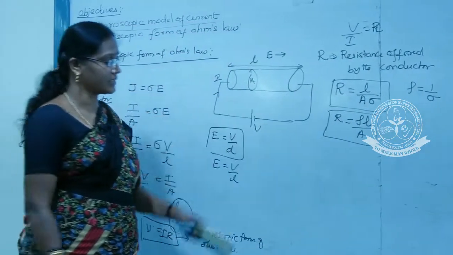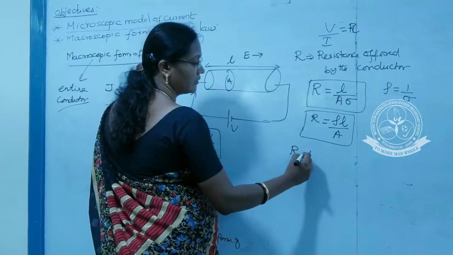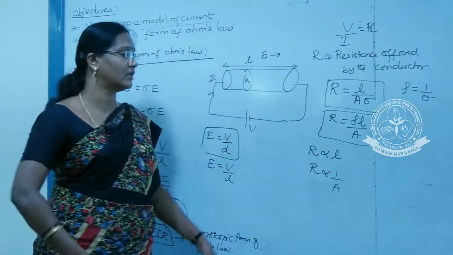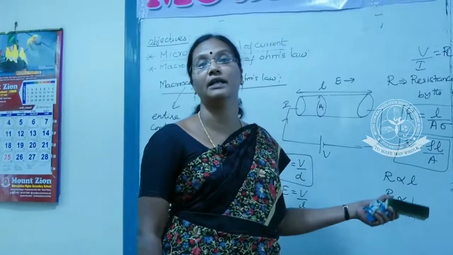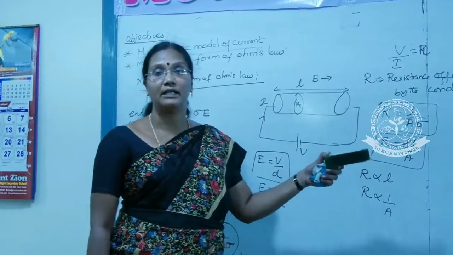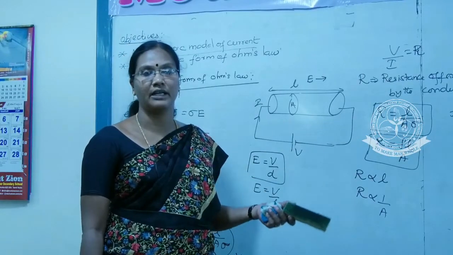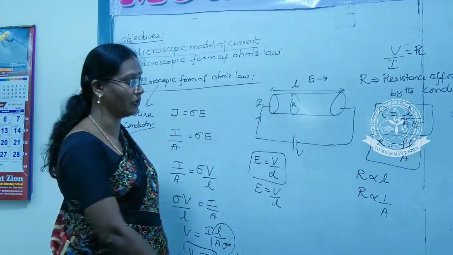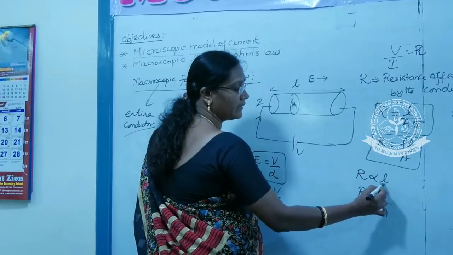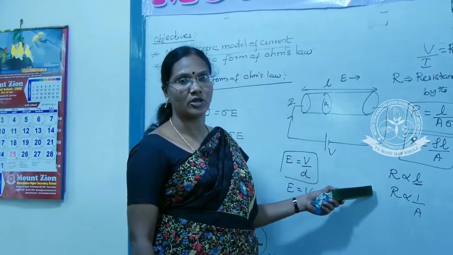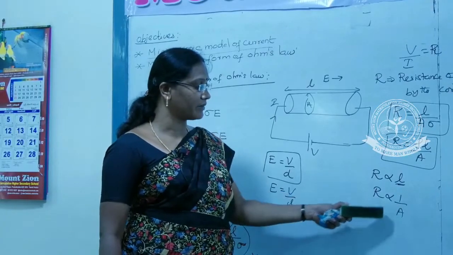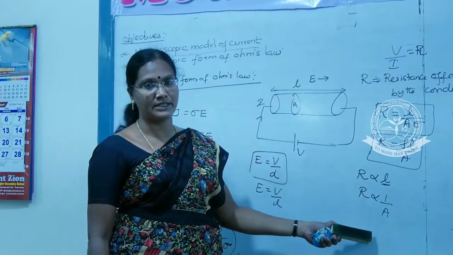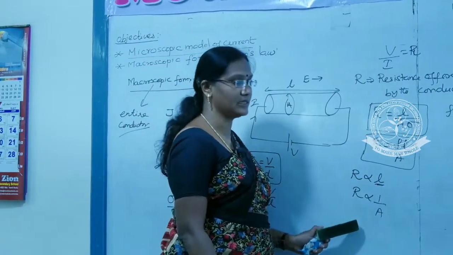So, resistance R depends on length and on area of cross section. I have not included rho or sigma because, as I said earlier, rho and sigma are intrinsic properties that depend upon the number of carriers, the collision time, etc. That I will explain in the resistivity part. As the length of the conductor increases, the resistance also increases. Similarly, if the area of cross section is bigger, the resistance offered by the conductor will be lesser. So this is directly proportional and this is inversely proportional.